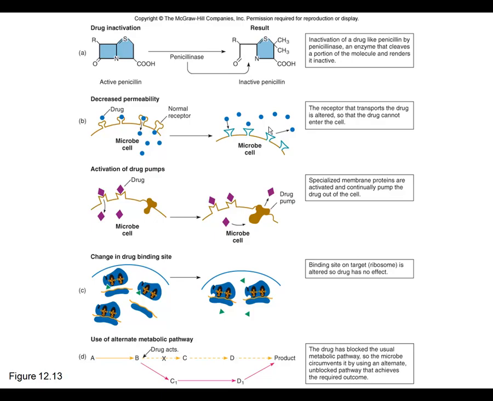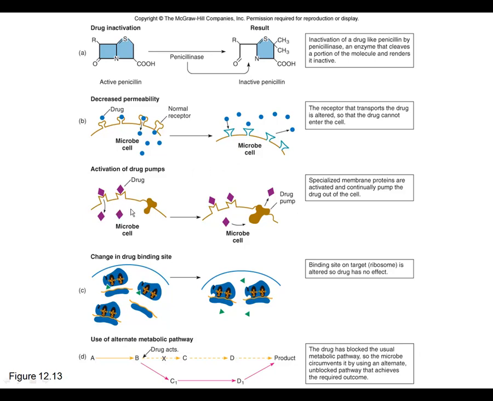If we look at drug inactivation, basically you have a bacteria that produces an enzyme like a penicillinase. You have an active penicillin here. The bacteria produces penicillinase. It breaks that beta-lactam ring, and now we have an inactive drug. We can have decreased permeability. Basically, you have the drug that binds to specific receptors on the cell, and what happens is through mutation or alteration of some sort, those receptors change, and now the drug doesn't bind to any of them, and the cells will survive.